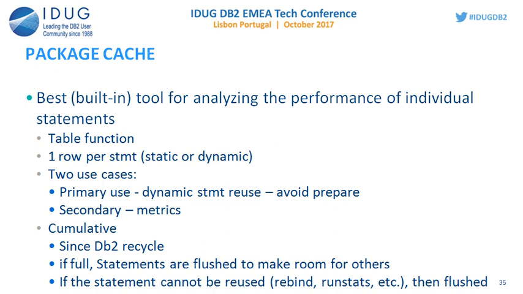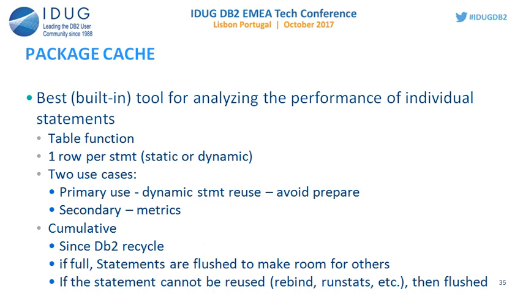The package cache. How many people here use the package cache for your performance analysis? It's the best built-in tool for analyzing your performance. It's a table function that comes with DB2. There's one row per statement. It's cumulative. It's used for two purposes. The primary use is for dynamic statement reuse. If DB2 finds the exact statement in the cache, it doesn't have to re-prepare that statement.